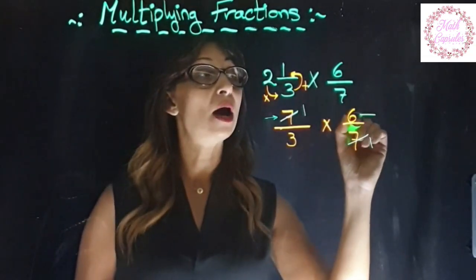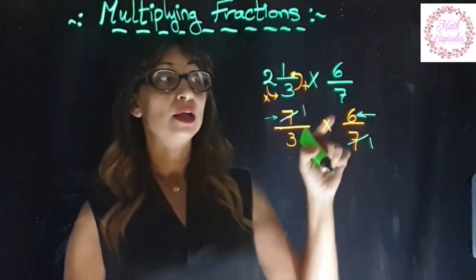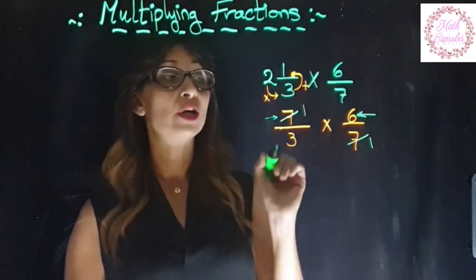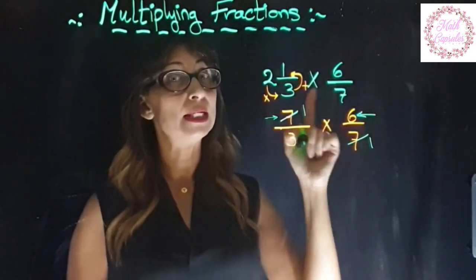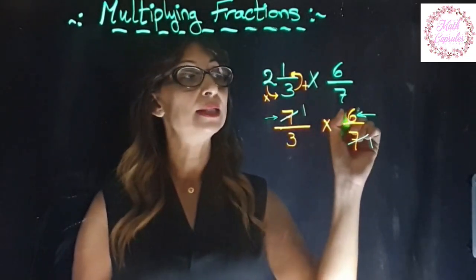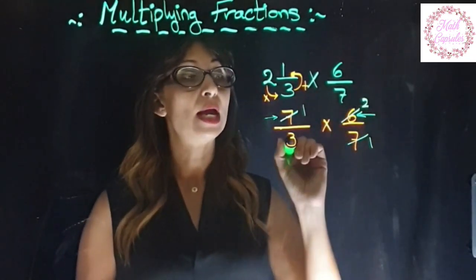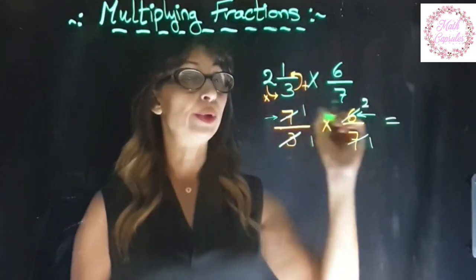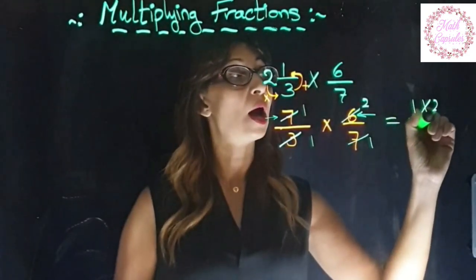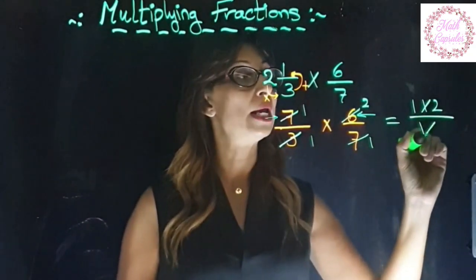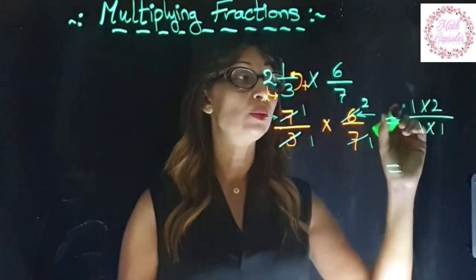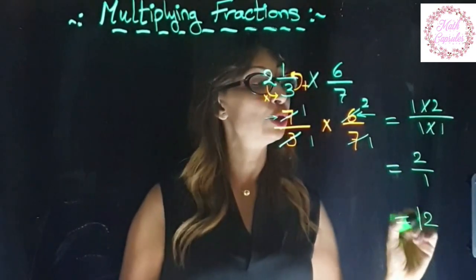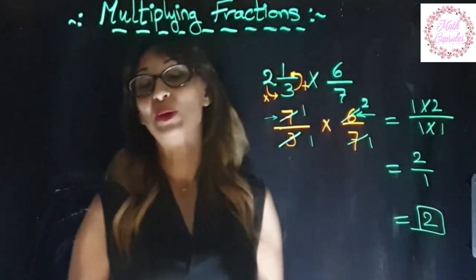Now we look at the second numerator, 6. Do I have a common factor between 6 and 3? Yes, I have, which is 3. So I divide both 6 and 3 by 3. 6 divided by 3 is 2, and 3 divided by 3 is 1. Now we multiply numerators up and we multiply denominators down, and the answer will be 2 over 1, which is just 2.